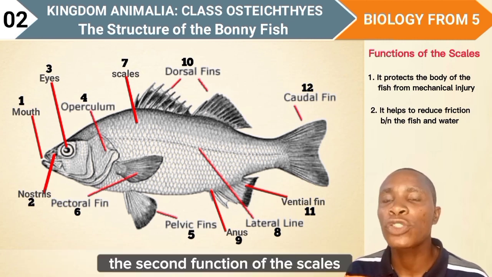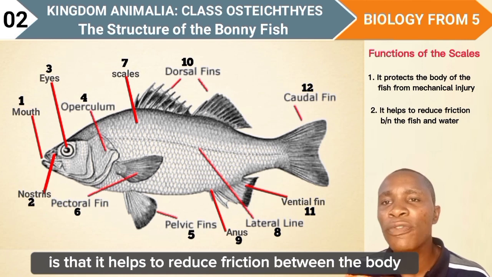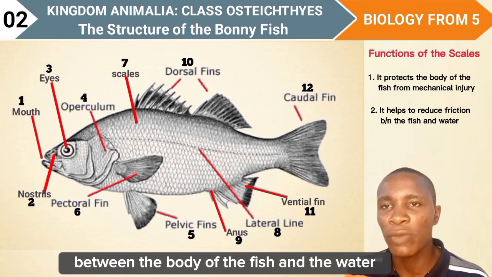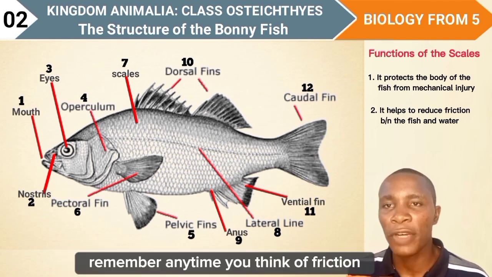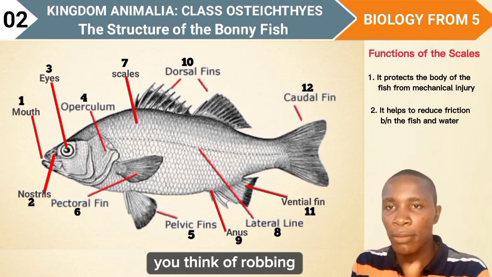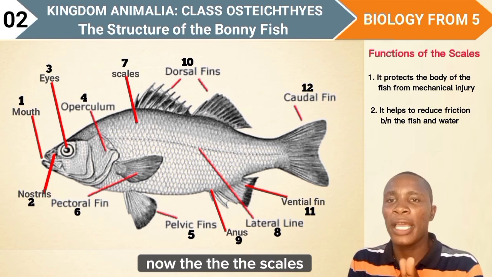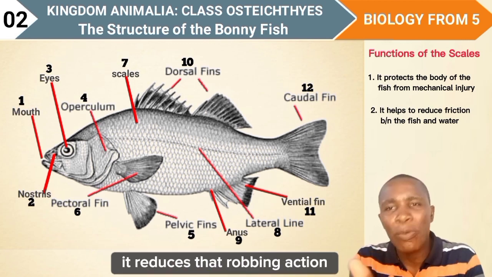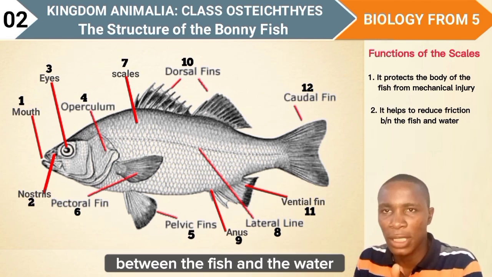The second function of the scale is that it helps to reduce friction between the body of the fish and the water. Remember, anytime you think of friction, you think of rubbing. Are you getting? You think of rubbing. Now, the scales reduce that rubbing action between the fish and the water.